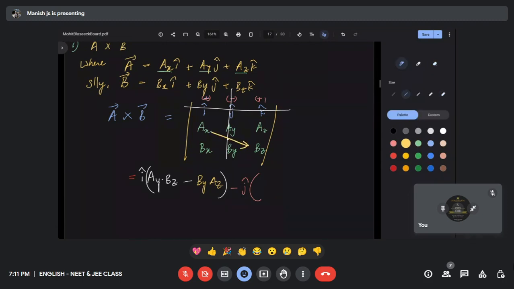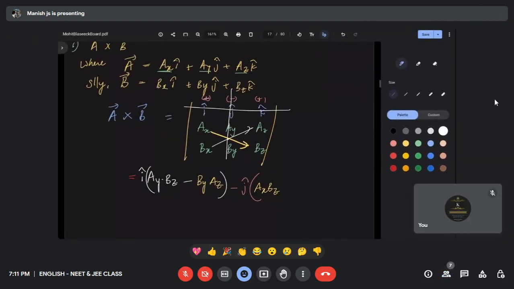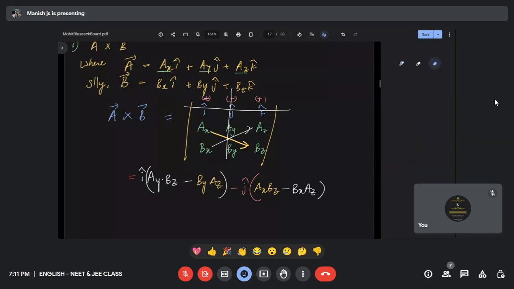Yeah. So AX BZ. As you go upwards, you put a subtraction sign. That is, you subtract minus DXAZ. Simple as this. So we are done with this corresponding 2 cross 2 matrix.